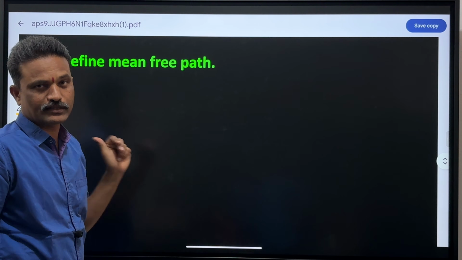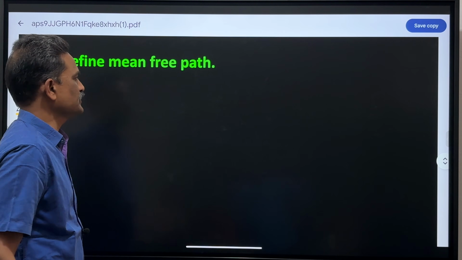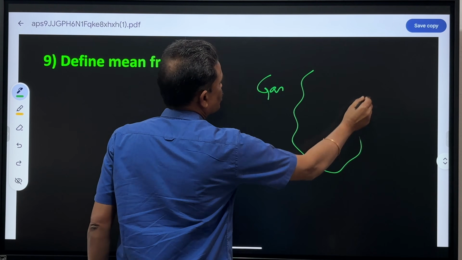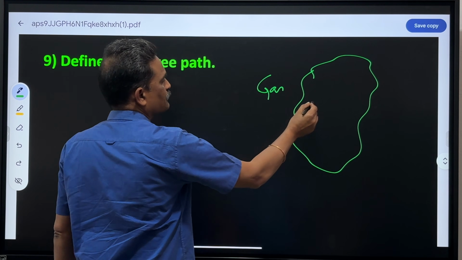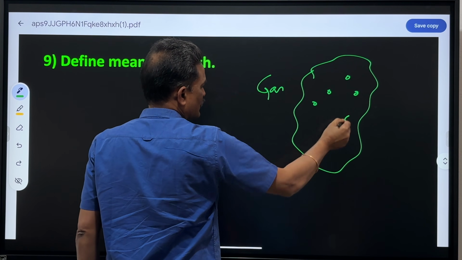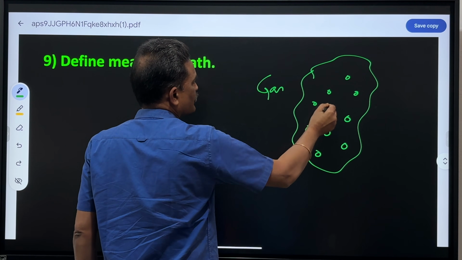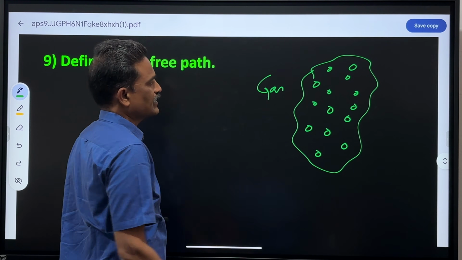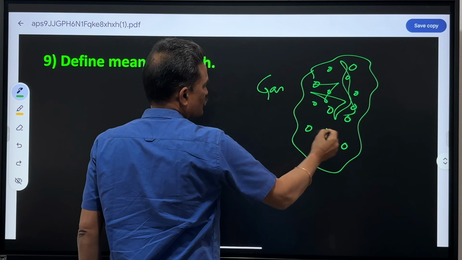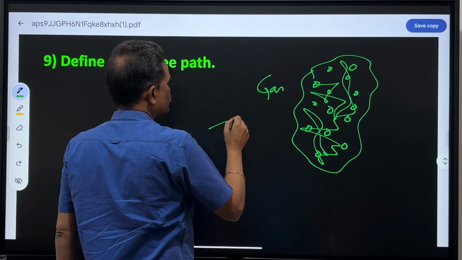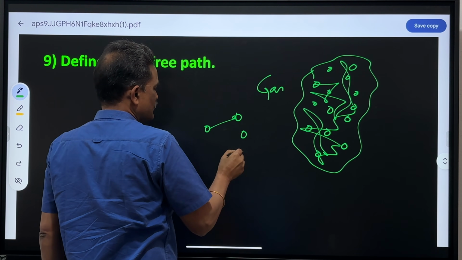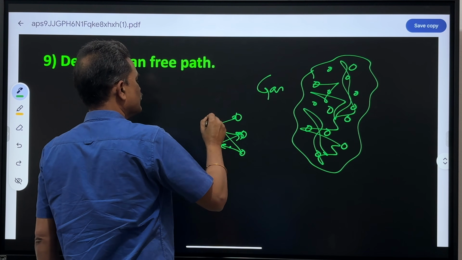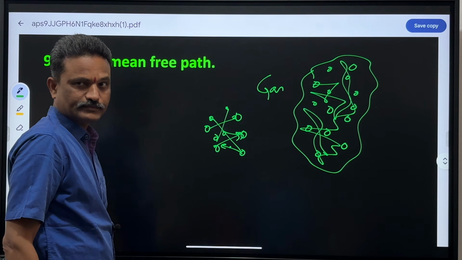Define mean free path. This comes in kinetic theory of gases. So what do you mean by mean free path? If you take a gas, it consists of an innumerable number of molecules, and these molecules are always dynamic. That is the reason why it is called kinetic theory of gases. They are not sitting idle like us. They keep on moving. Each molecule moves, and not only moves, it collides with another particle. So elastic collisions are continuously occurring among the gas molecules.